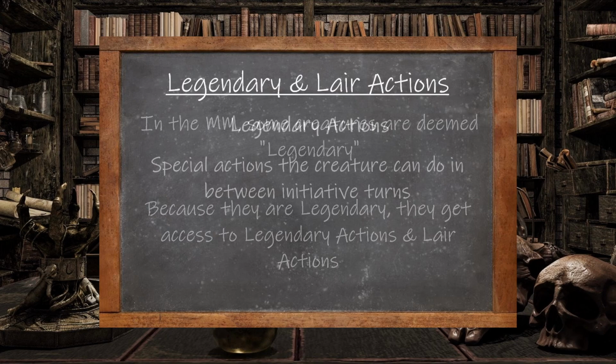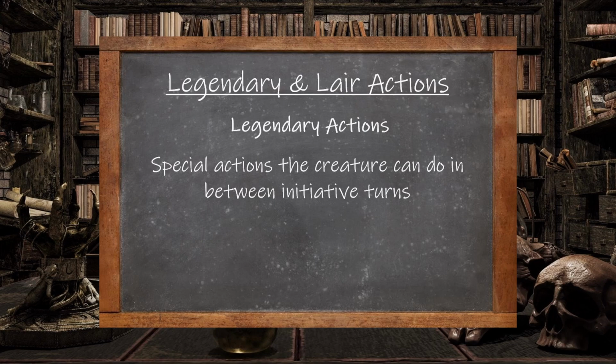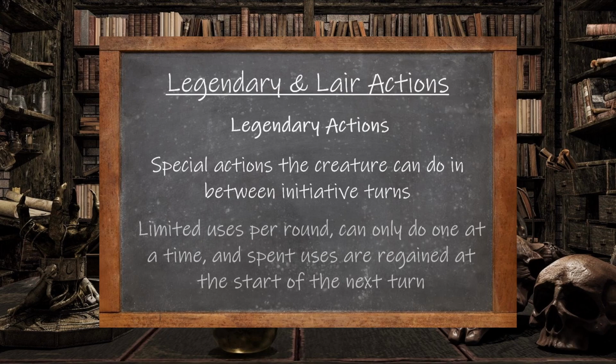Legendary actions are essentially special actions the monster gets to do in between other players' turns. These can be things that the monster can normally do, such as one of their attacks, or special moves that they can only do during one of these legendary actions. Legendary monsters have a limited number of legendary actions they can use per round of combat, but they can only do one action at a time. Spent legendary action uses are regained at the start of the monster's turn.